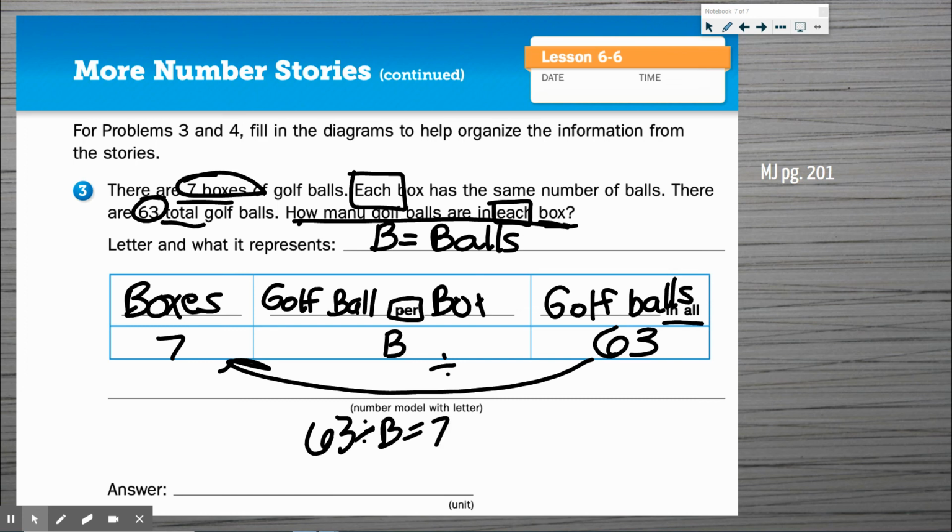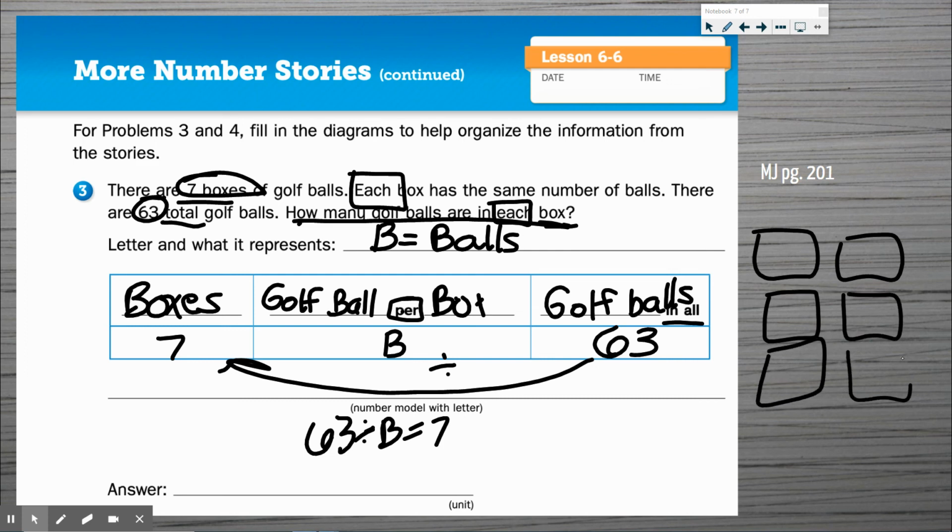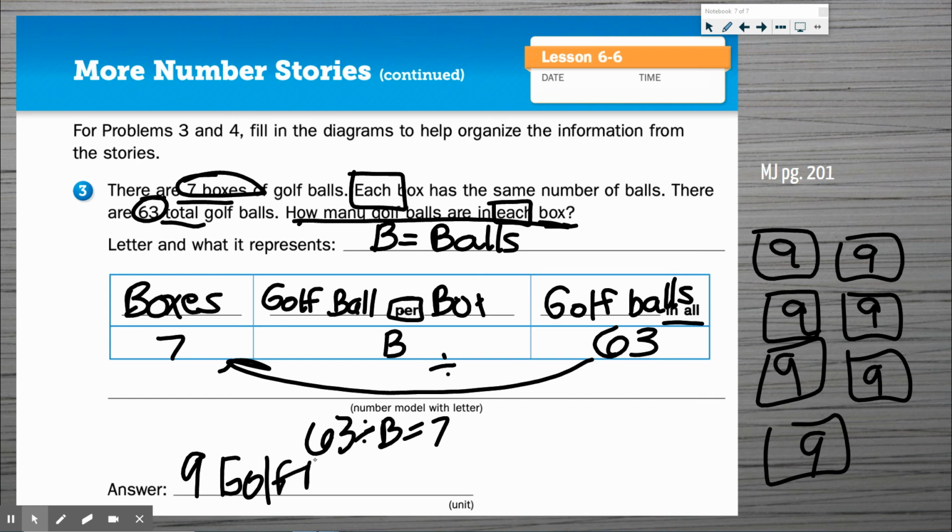So when I look at it, I need my 7 boxes. And I would have 9 in each. So 63 divided by 9 equals 7. I'm going to say 9 golf balls is my answer. I can put it back in there. 7 times 9 is 63. That makes sense.